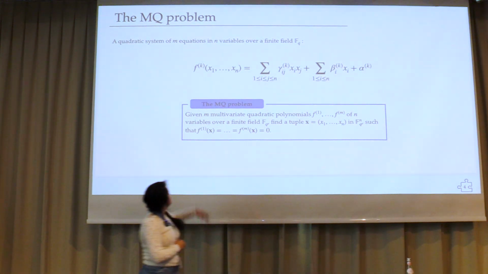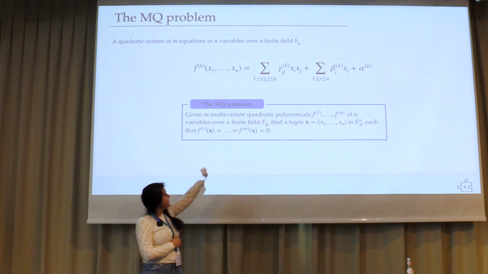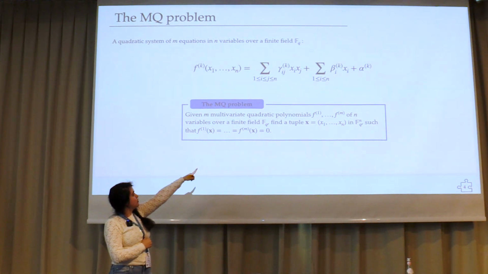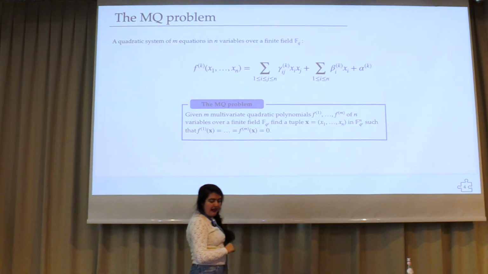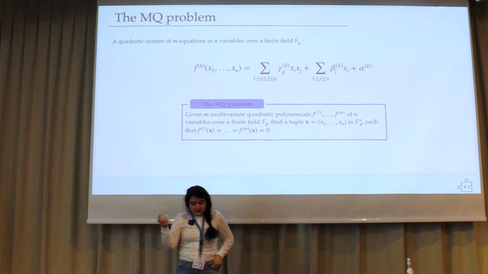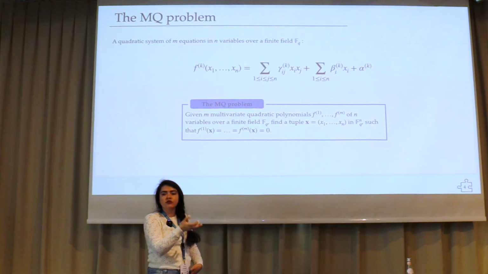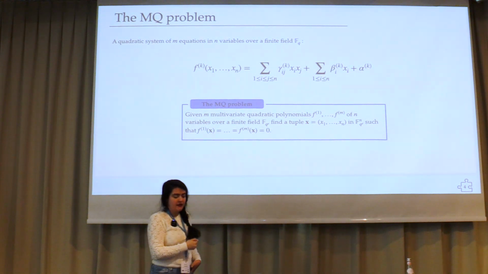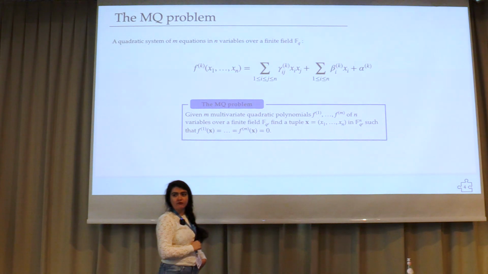Okay, so concretely, you're given m multivariate quadratic polynomials, f1 to fm, and they are polynomials of n variables over some finite field Fq. And then, what is the hardness of this problem? The goal is to find a tuple, or if you want an assignment of your variables, such that all of these equations evaluate to 0. Okay.